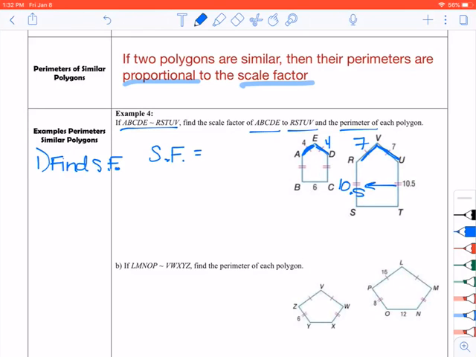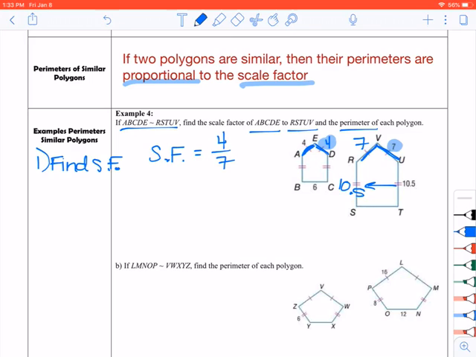All right, so now I need to find the scale factor. I'm going to match up this 4 with the 7. The 4 and the 7 match up, and I'm going from left to right. So I'm going from 4 to 7 for my scale factor because that's what it told me in the directions.